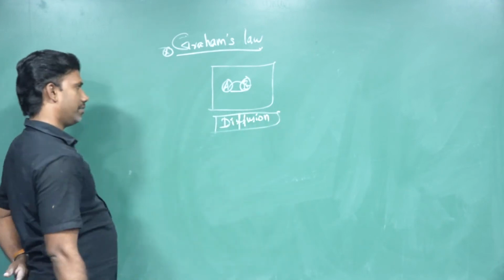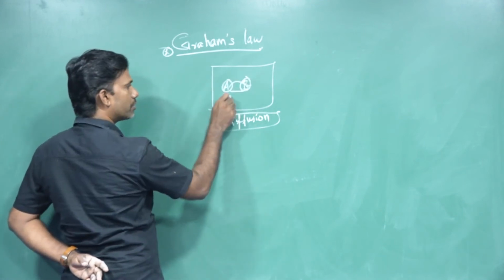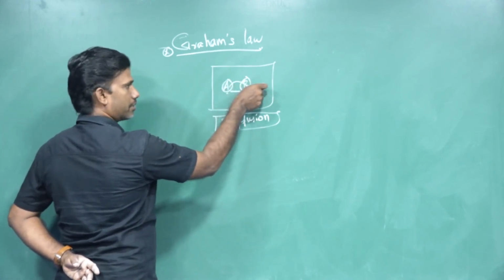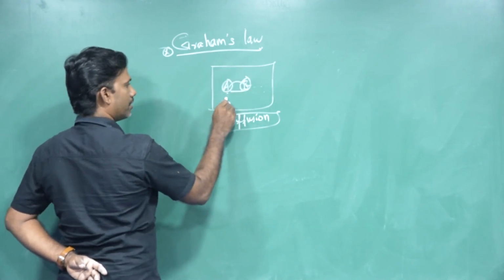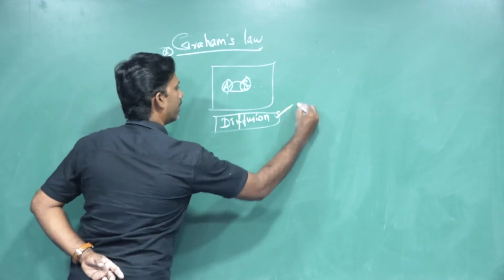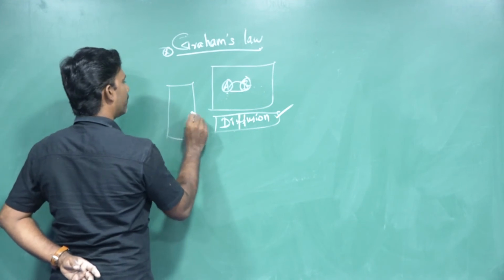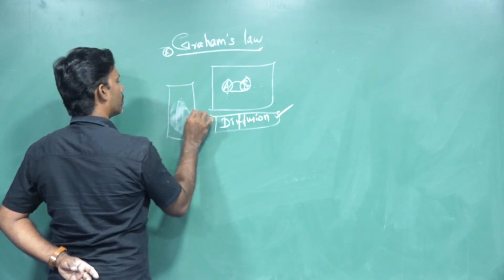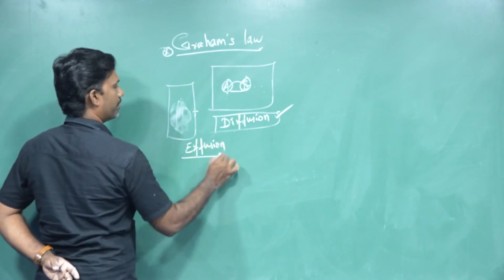So, Graham's law of diffusion. Diffusion is when a gas is diffused through another gas, moving towards the other gas. The gas having high concentration moves towards the gas having low concentration. This process is called diffusion. Then, when a container having a mixture of gases lets them come out from a small hole, that is called effusion. That is effusion; this is diffusion.